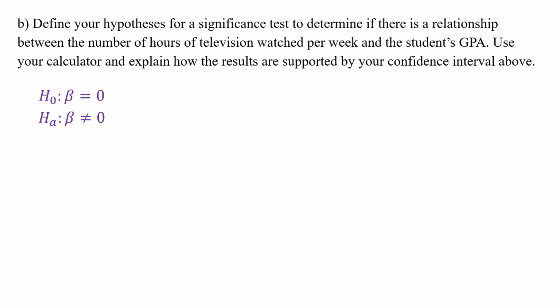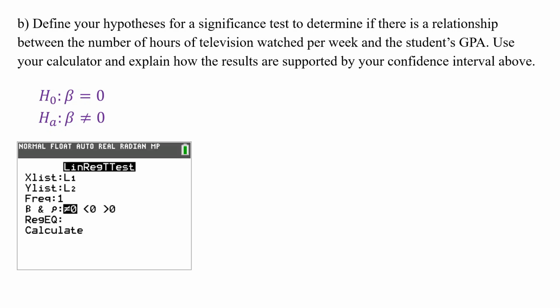Okay, so if we're just looking for a relationship, we have our null and alternative there as not equal to 0. Now, of course, we saw in our confidence interval in part A that there is a suggested negative relationship, but that's not what the problem here is asking, right? It just wants to know if there is a relationship. So please remember that we do have to be careful of that, okay?